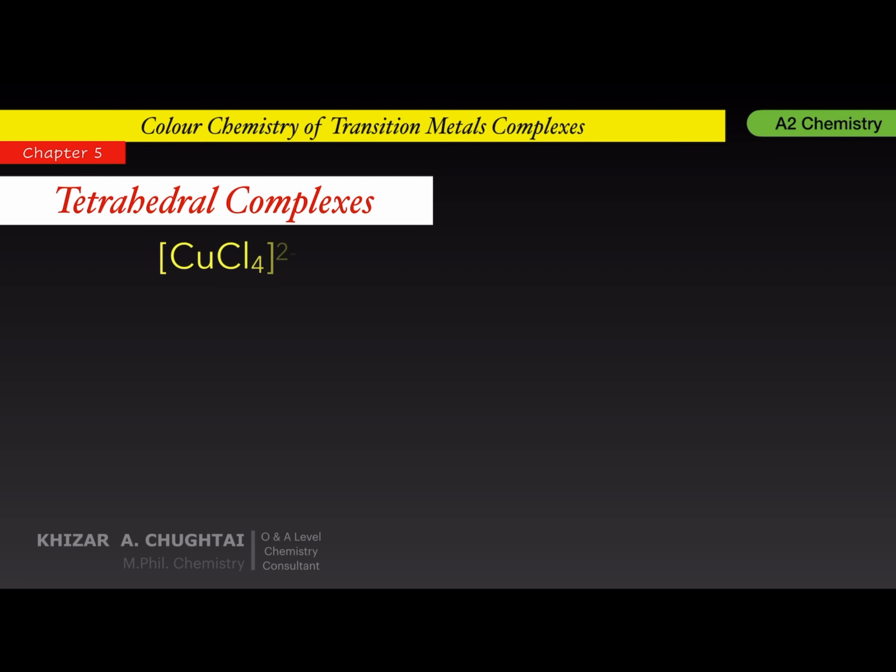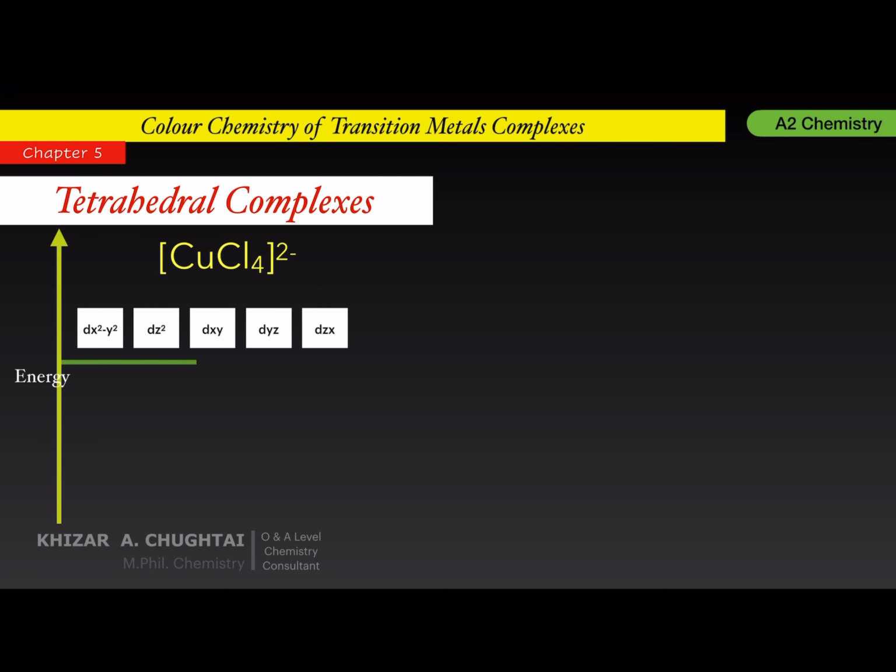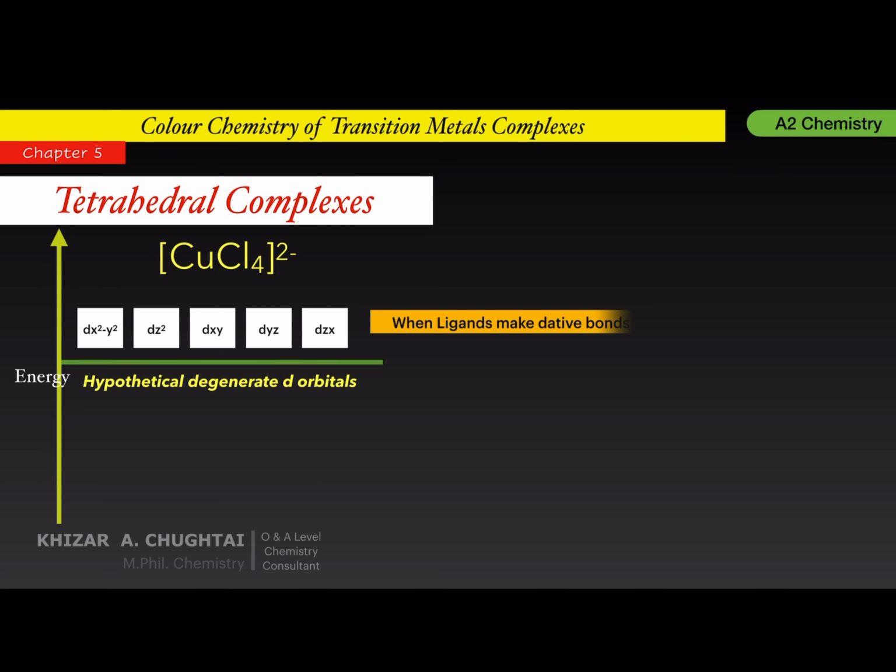CuCl4 2 negative ion is the tetrahedral complex. In this case, once again, pure copper before making this complex is having 5 d orbitals. Those are lying at the same energy axis. I mean, they are hypothetical degenerate orbitals. When ligands make the dative bond with the Cu2 positive ion, let's suppose 4 Cl negative ions are going to make the bond with copper ion, then there will be no more degeneracy for these copper d orbitals.